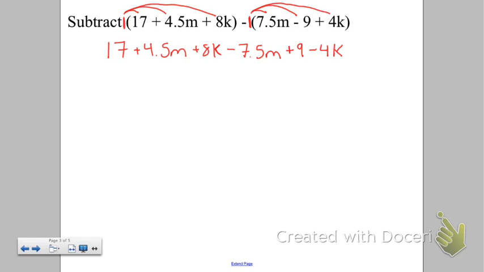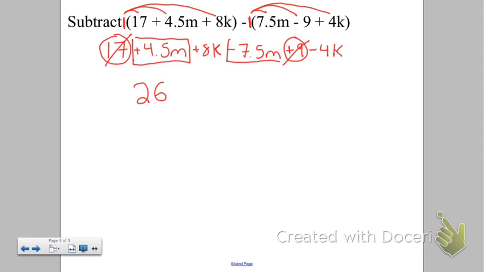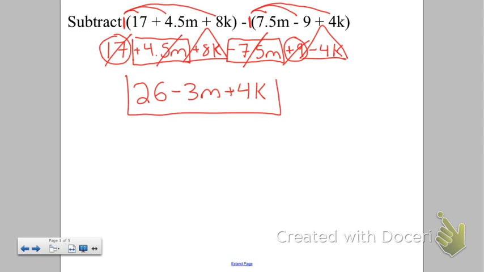Now I just have to look for my like terms. 17 and plus 9. 17 plus 9 is equal to 26. So I combine those. Positive 4.5m and negative 7.5m. When I combine those, I get a negative 3m. So I use those. Plus 8k minus 4k. When I combine those, I get a positive 4k. And now, since there are no other like terms, this would be my final answer.